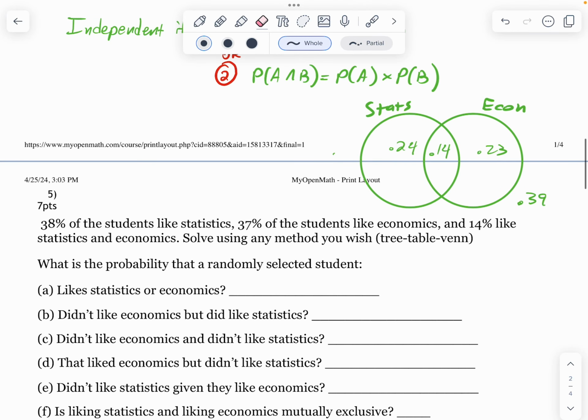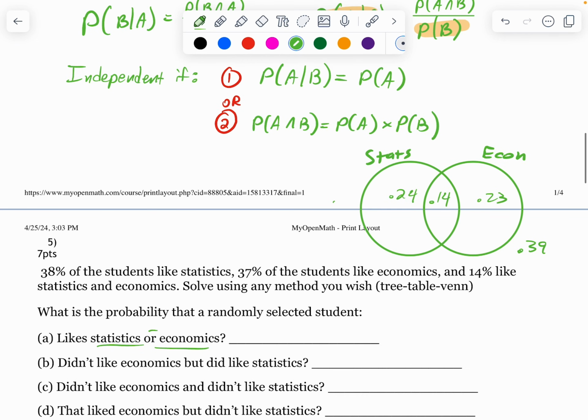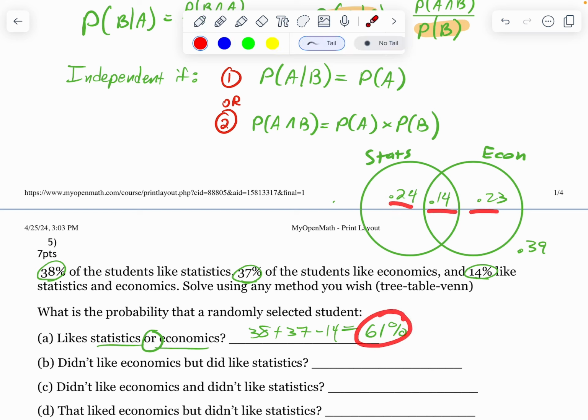Probability somebody likes stats or econ. Well, again, where's my A or B formula? A or B is when you add A plus B and you subtract the overlap. So it's just going to be 38 plus 37 minus 14, which is 75 minus 14. So I think it's 61%. You could also just say it's this plus this plus this. You're going to get 61%.